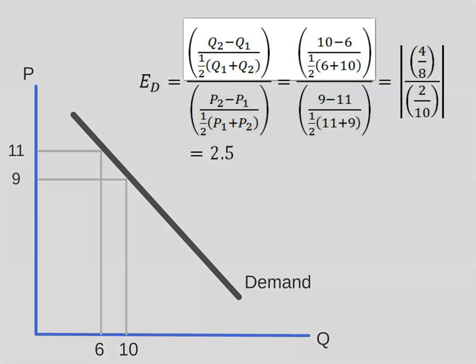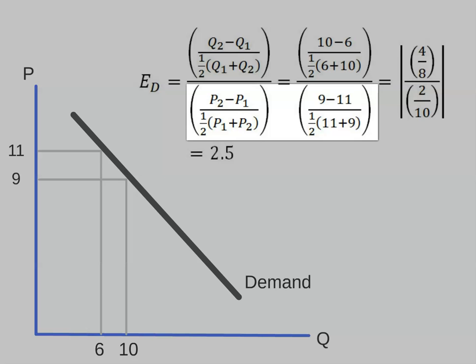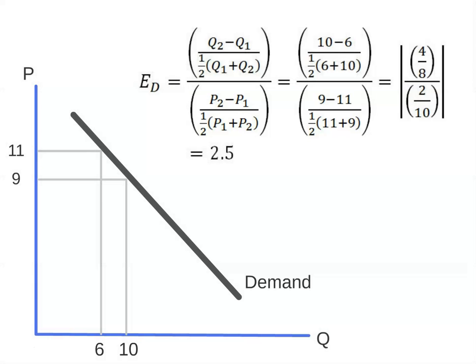This gives us on top for percentage change in quantity demanded of 10 minus 6, over 1/2 of 6 plus 10, and that gives us 4/8 or 1/2 on top. And on bottom, we've got 9 minus 11 over 1/2 of 11 plus 9, and that gives us 2/10 or 1/5. Divide the 1/2 or 4/8 by the 2/10 or 1/5, and you end up with an elasticity of demand of 2.5. Again, we've taken the absolute value there, otherwise it would have come out to negative 2.5. One of the things I want to point out here is it's a very common mistake for students to put the price numbers on top and the quantities on bottom.